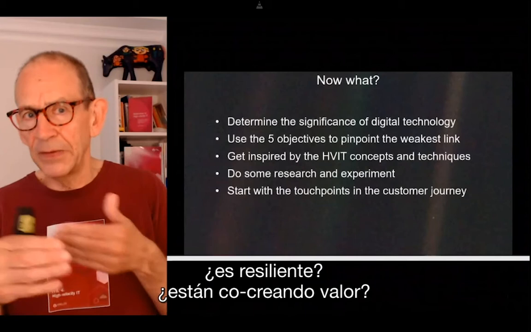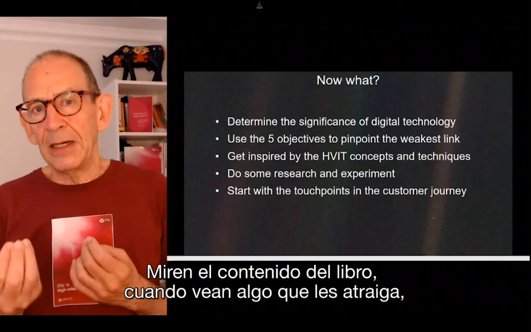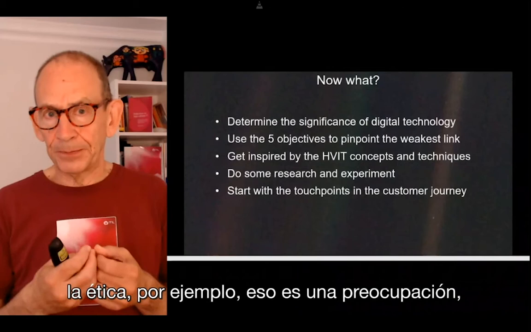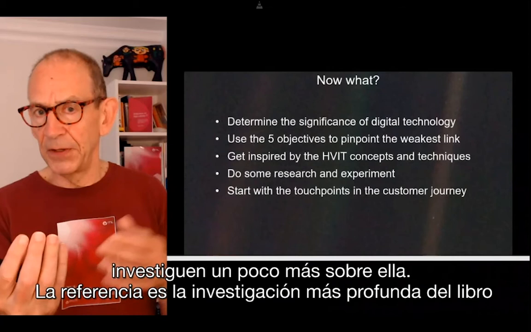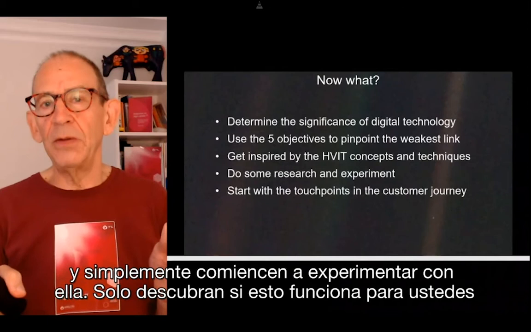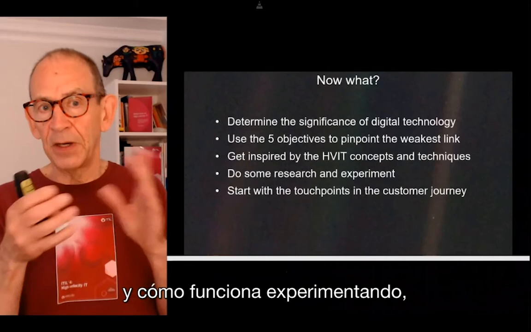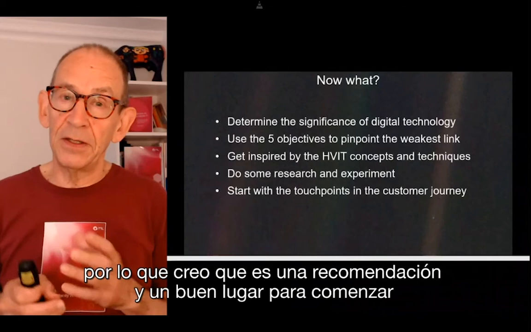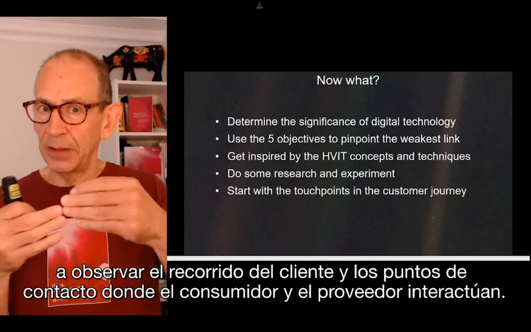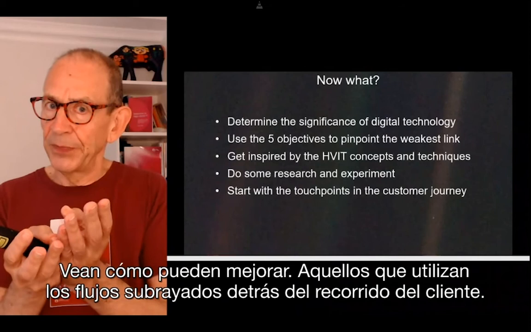Look at the content of the book. When you see something that appeals to you, ethics, for instance, that's a concern, do a bit more research on it. There are references to further research in the book, and just start experimenting with it. You'll only discover whether this works for you and how this works for you by experimenting. So that's a recommendation, and a good place to start, I think, is looking at the customer journey, looking at the touch points where consumer and provider interact, and seeing how you can improve those using the underlying value streams behind the customer journey.